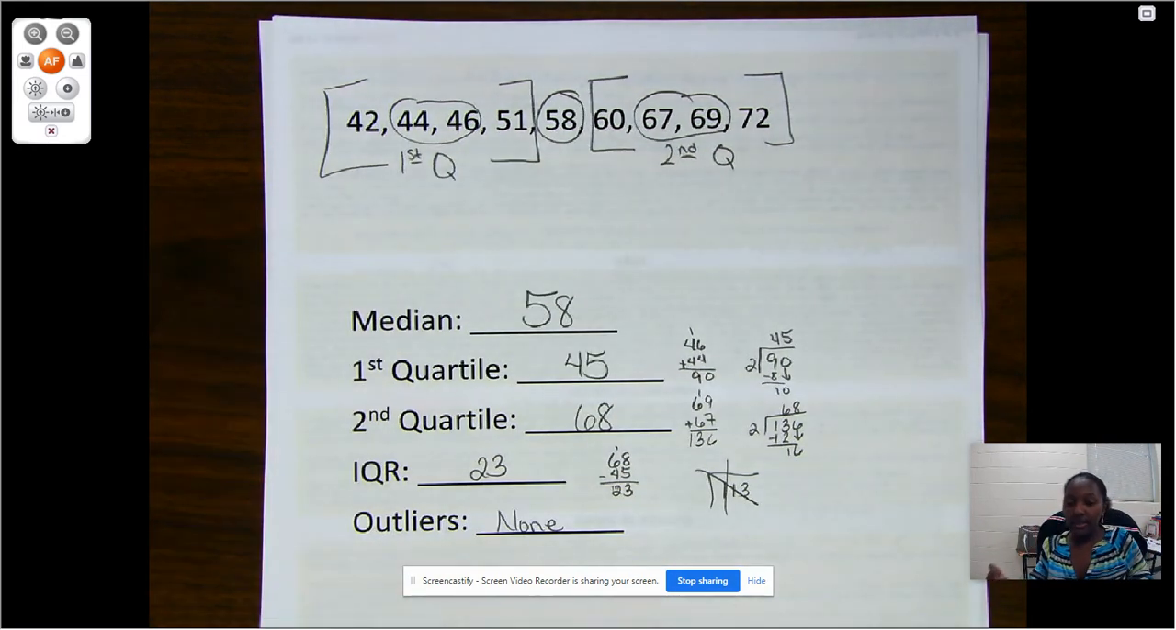All right, guys, that is how you make a box and whisker plot and how you find the median, first quartile, second quartile, IQR, and outliers. Don't worry, guys. We will be working with this for a couple of days because I know this is a lot of information thrown at you. Let's go ahead and try your assignment and see how you do.